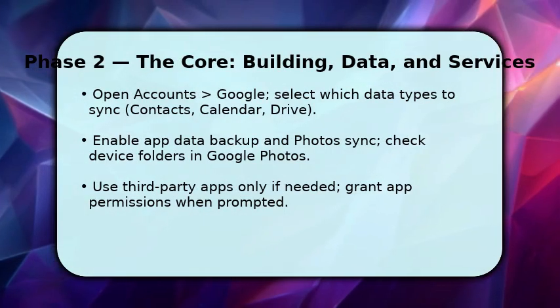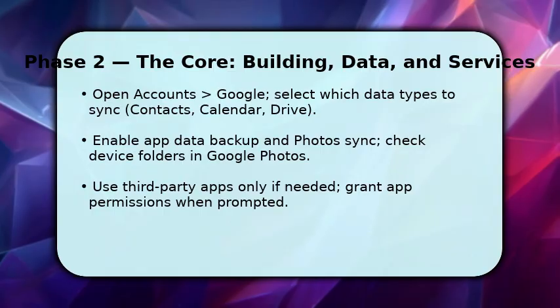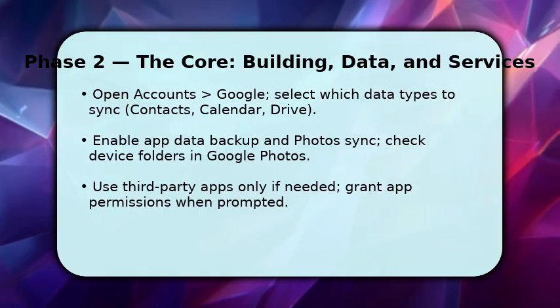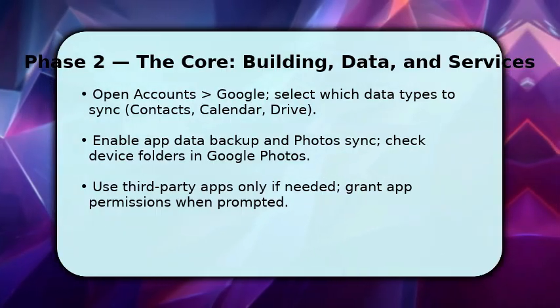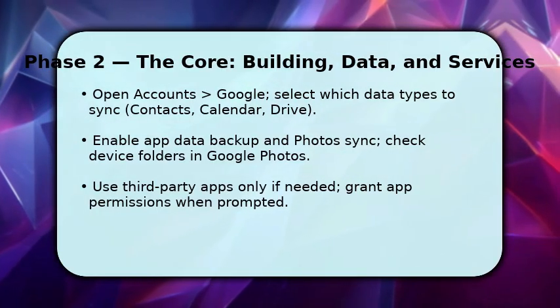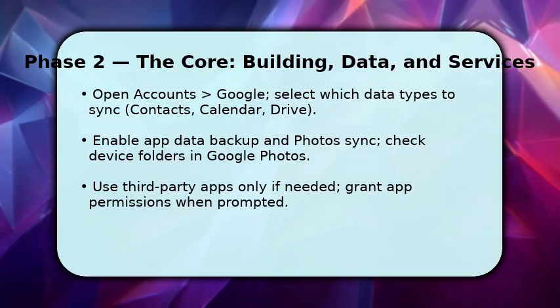Now configure what you want to sync. On your phone, go to Accounts, Google, and toggle Contacts, Calendar, Drive, and App Data. Then open Google Photos and ensure device folders are selected for backup so images flow automatically.